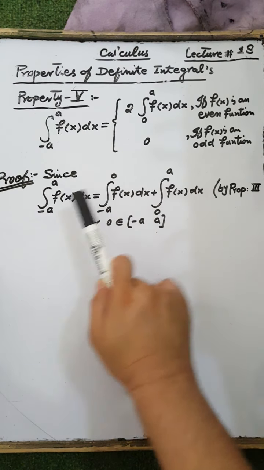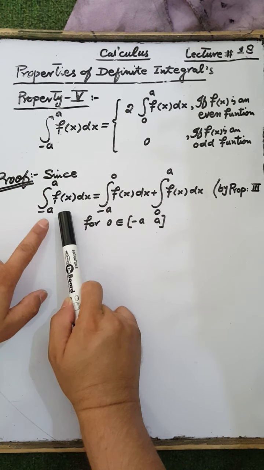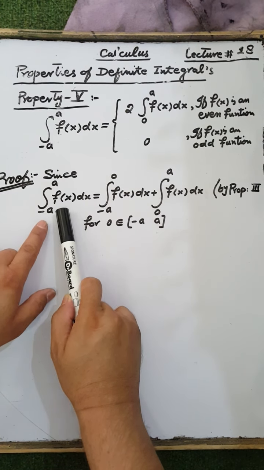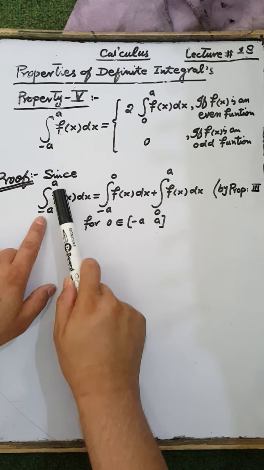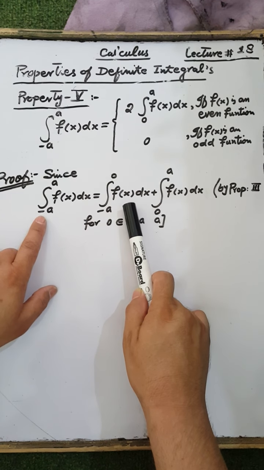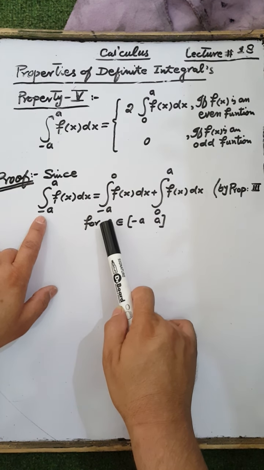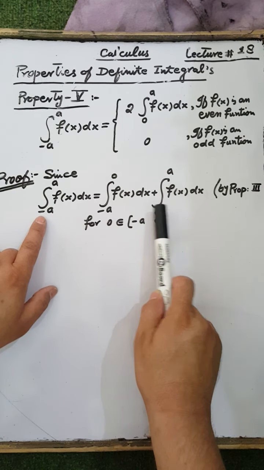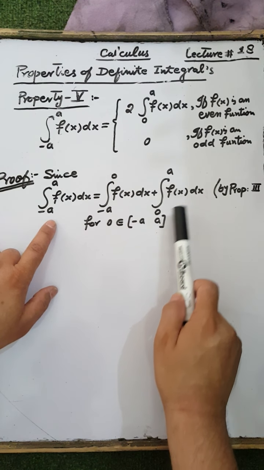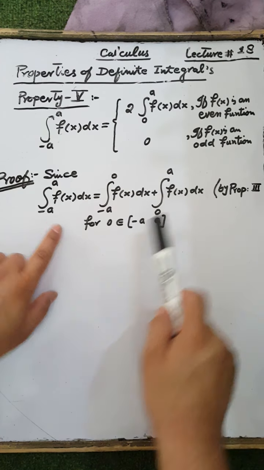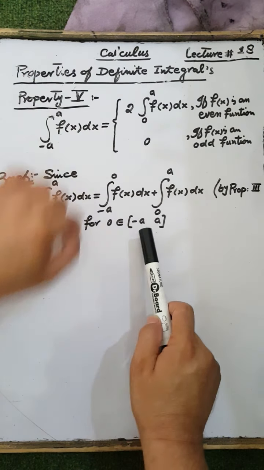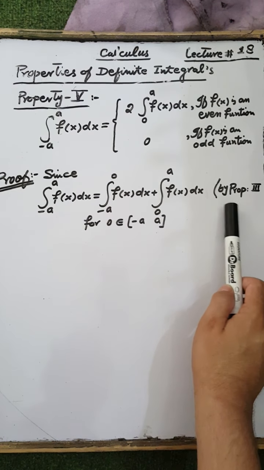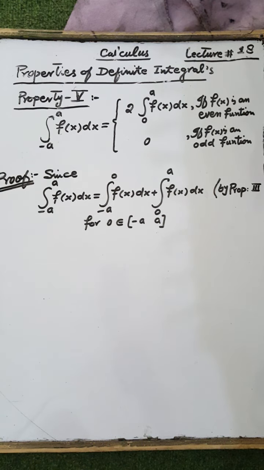odd function. Since the integration of the function f(x) dx from minus a to a is equal to the integration of the function f(x) dx from minus a to 0 plus the integration of the function f(x) dx from 0 to a, where 0 is a point in the interval minus a to a, according to the property number 3.